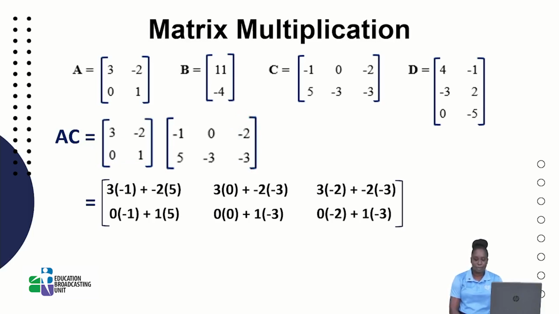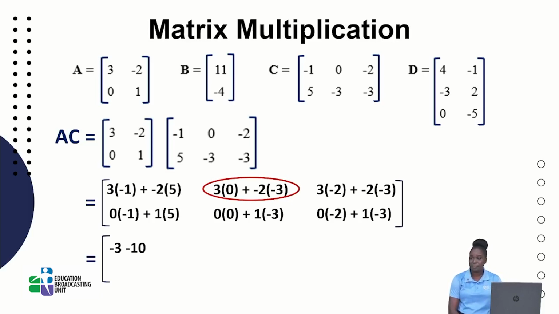And we know the next step would now be to simplify what we have here in our matrix. And so we'll look at the first position, and 3 times negative 1 would be negative 3 plus negative 2 times 5. Negative 2 times 5 would be negative 10. So that would then be negative 3 minus 10.